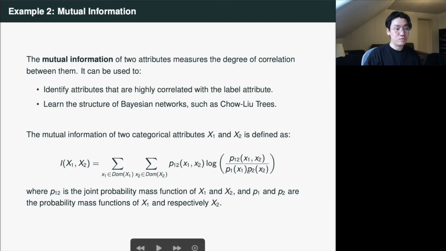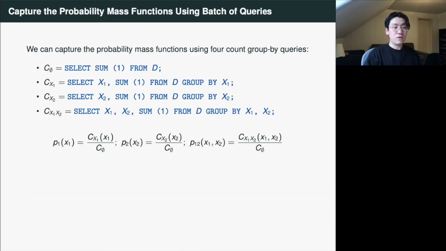Similarly, P2 is the probability mass function of x2, and P12 is the joint probability mass function of x1 and x2. We want to transfer the computation of these probability mass functions to database queries. Let's see how we can do it. We will use 4 count group by queries.